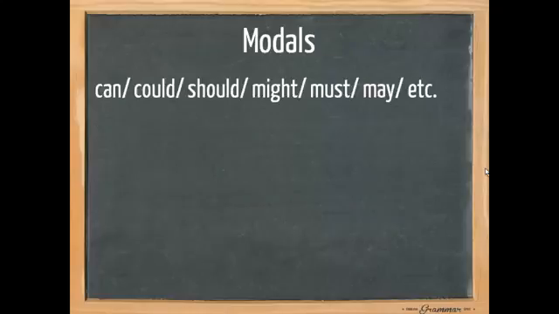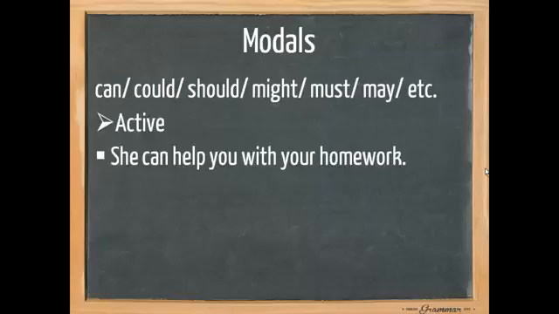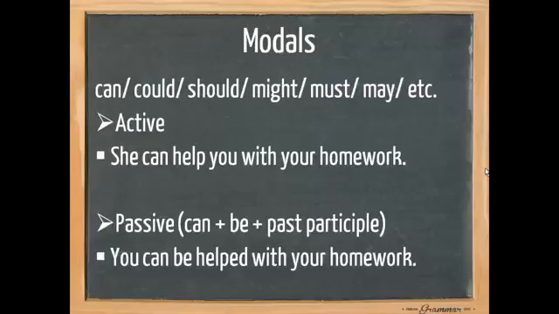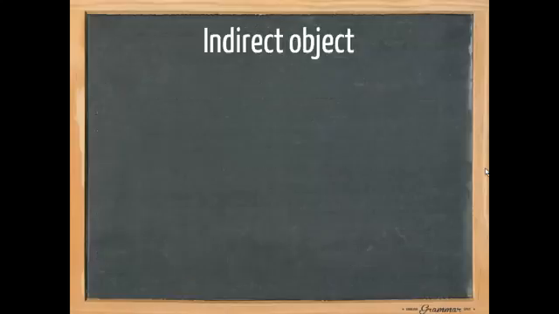Finally, the modals: can, could, should, might, must, may, etc. Quite easy. An active example: She can help you with your homework. Can is a modal here. To turn it into a passive, we use can, the base form of the verb to be, which is be, and the past participle. You can be helped with your homework.